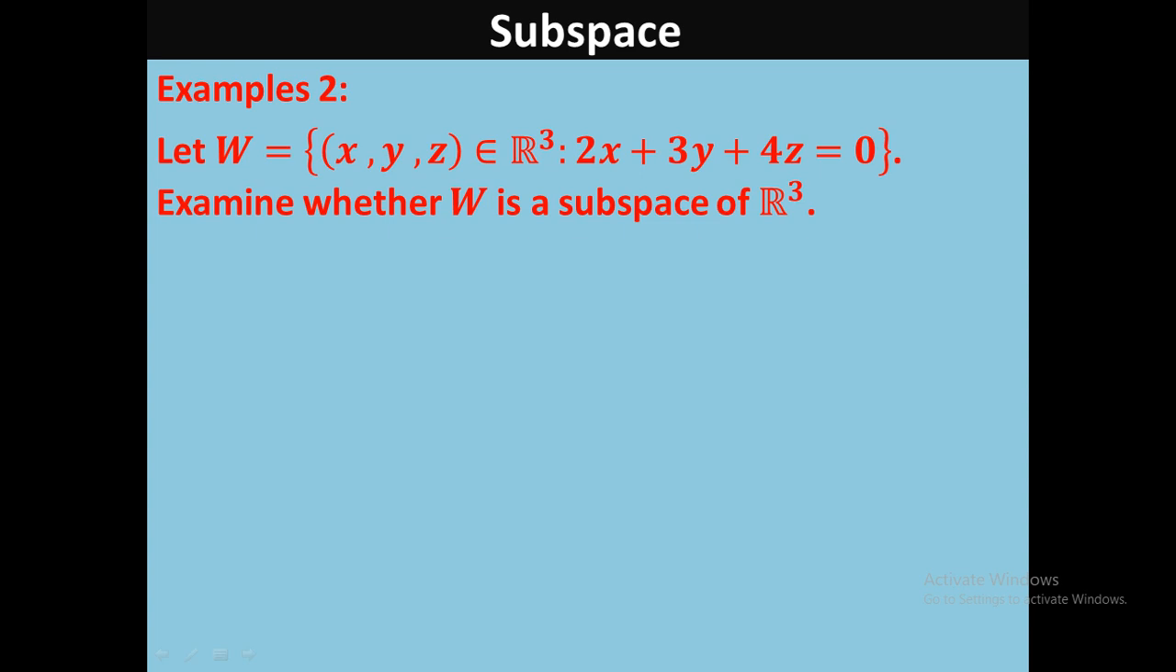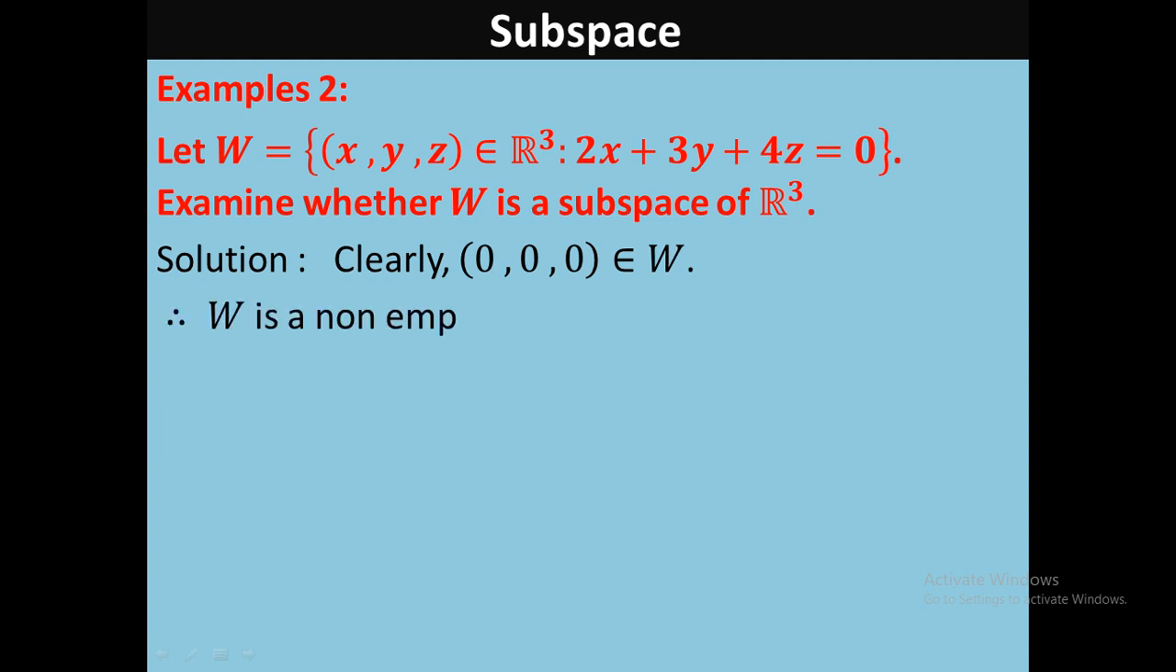Okay, at first you have to check that W is a non-empty set. For that purpose, I suggest you check whether 0, 0, 0 is in W or not. Clearly 0, 0, 0 is in W, because 2 into first component, that is 2 into 0, plus 3 into second component, that is 3 into 0, plus 4 into third component, that is 4 into 0, 2 times 0 plus 3 times 0 plus 4 times 0 equal to 0. Therefore this is in W. So W is a non-empty subset of R3.